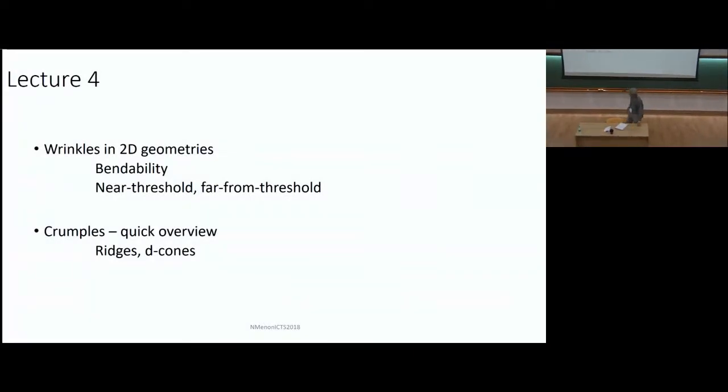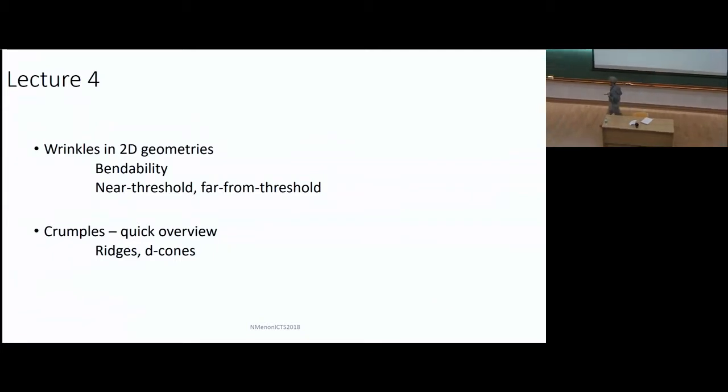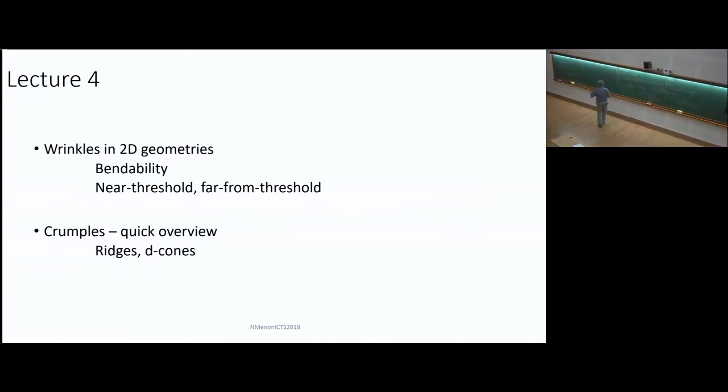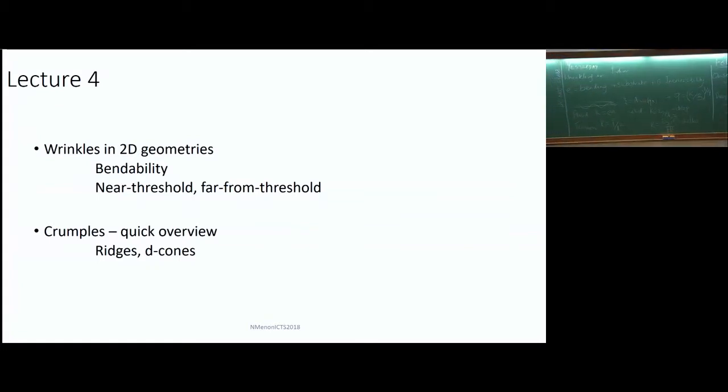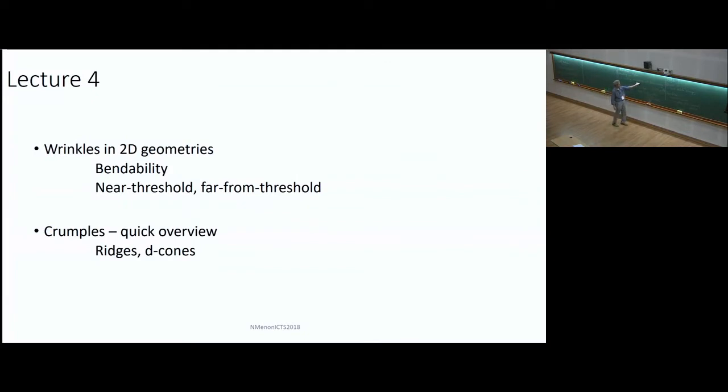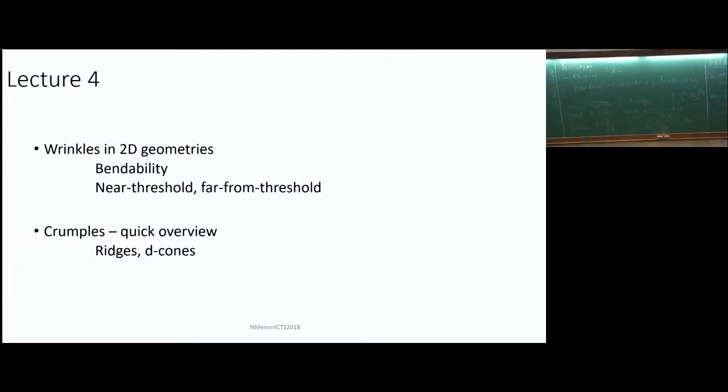So I just want to quickly remind you of what we did yesterday. We talked about wrinkling in one dimension. And there, if you recall, the new element is your substrate energy. There's the bending energy we've been dealing with all along. And then there's tension, some Lagrange multiplier, times the inextensibility. Okay? This is the thing with inextensible things, they can actually sustain force, right? But even if they don't change length.